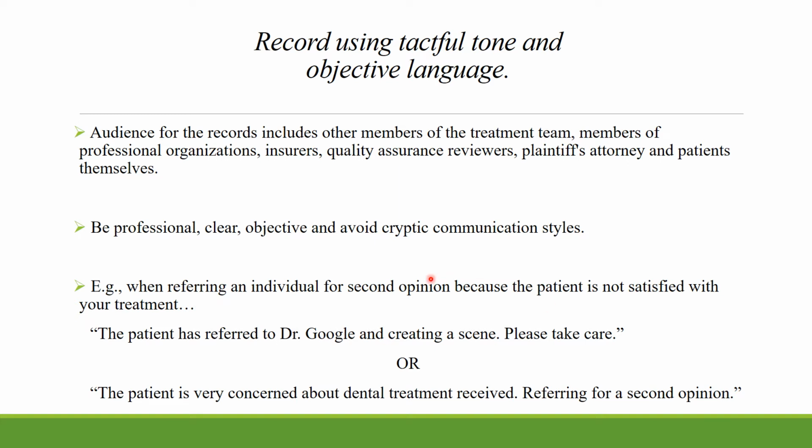So it has to be professional, clear, objective, and avoid any cryptic communication styles. Cryptic communication style means secret communication styles. Sometimes in the record we write some abbreviations or cryptic writing, so that next time we do not actually have to write what happened, but we write something which will indicate to you that this was the situation last time. Okay, so don't do that.